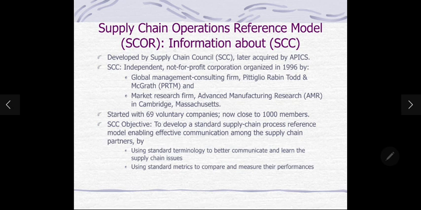So here is some information about the origin of the SCOR model. It was developed by a council called the Supply Chain Council. This council was later purchased and acquired by ABEX. ABEX is one of the most well-known training companies in the field of supply chain management. It's a big name in training for supply chain management.